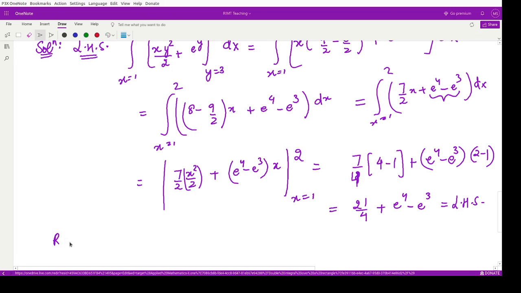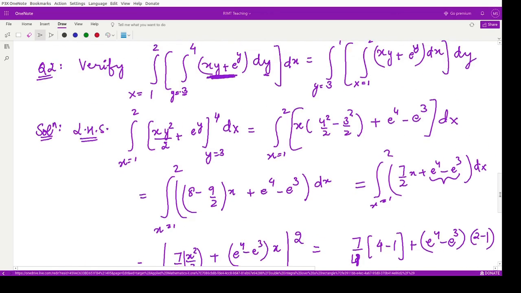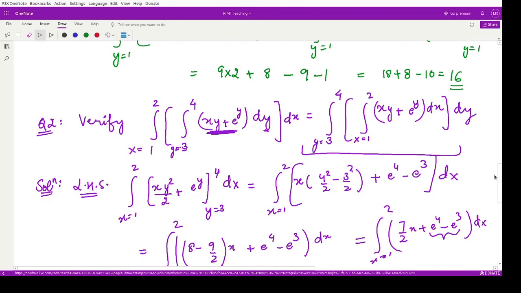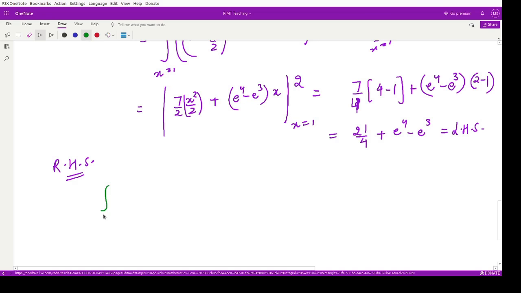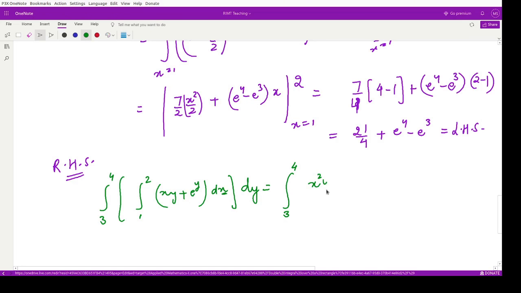Now for the right hand side, we wanted to solve this thing. So it would be the integration from 3 to 4 of the integration from 1 to 2 of xy plus e to the power y into dx into dy. This is equal to the integration from 3 to 4. Firstly, we'll perform the integration with respect to x. So it would be x square y divided by 2 plus x into e to the power y, with x varying from 1 to 2, into dy.